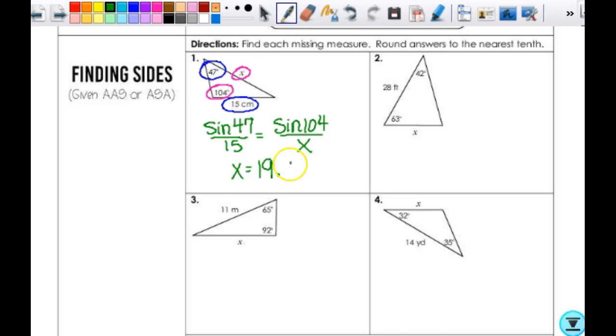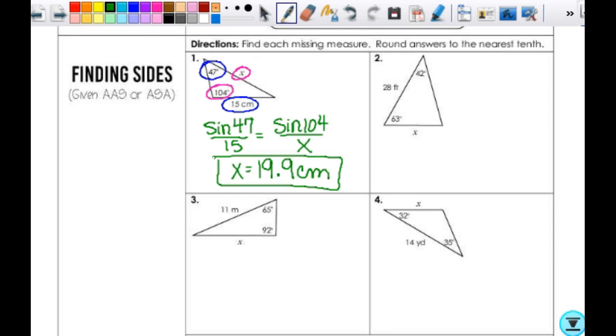So I get that x is equal to 19.9 centimeters. And let's talk about reasonableness of an answer. Is that a reasonable answer? Yes, we would expect it to be more than 15, right? Because 104 is bigger than 47. So it seems like a reasonable answer. And there we go. Okay. Everybody okay with that? All right.